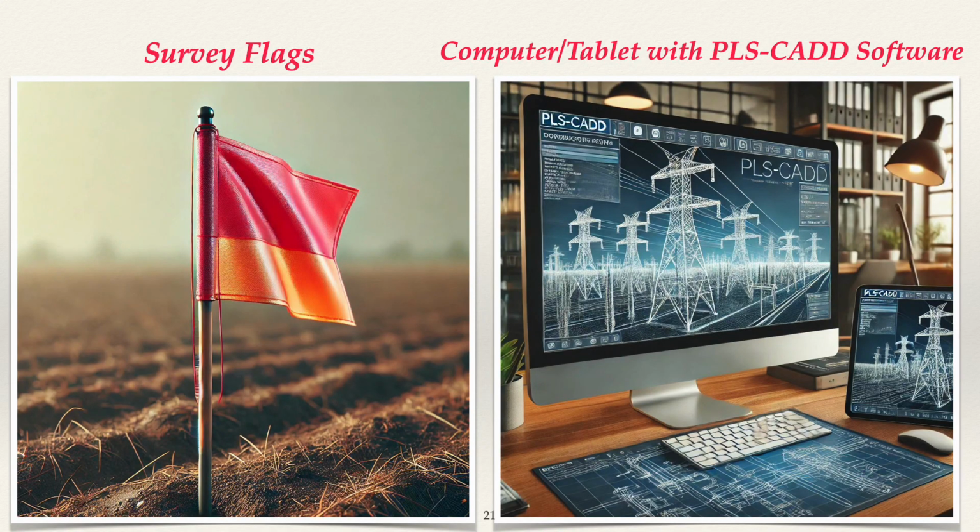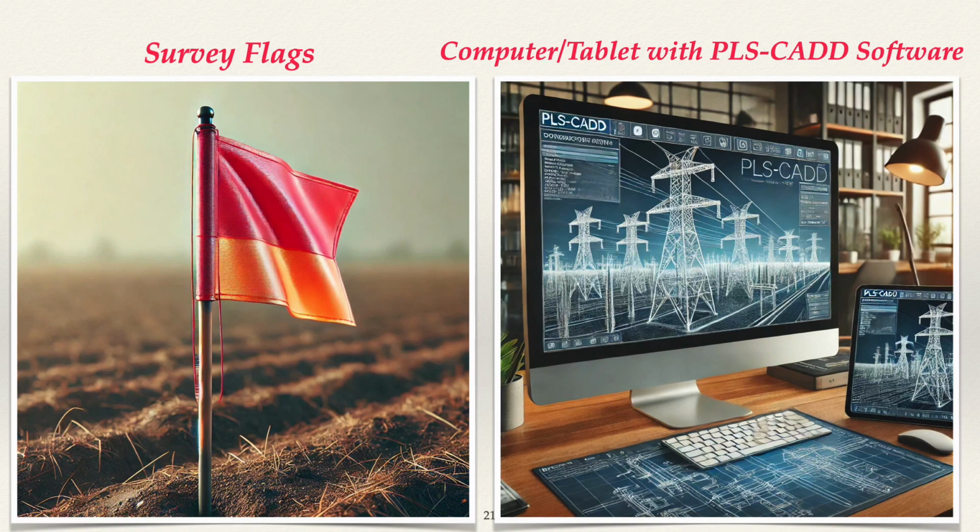Survey flags. The purpose of survey flags: they are colored markers used to indicate specific survey points, such as alignment, tower locations, or areas of interest. The functions: they are visual markers that help surveyors and construction teams identify critical points, and can be used to mark boundaries, routes, and positions during the survey. It's used for marking survey points and route alignment during the survey.